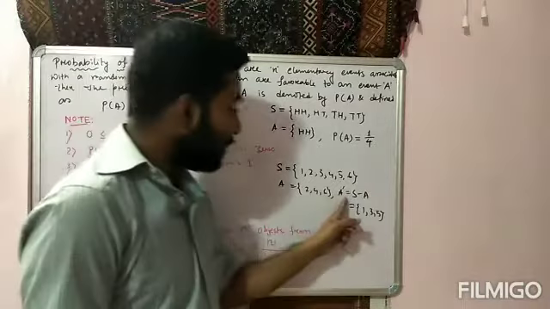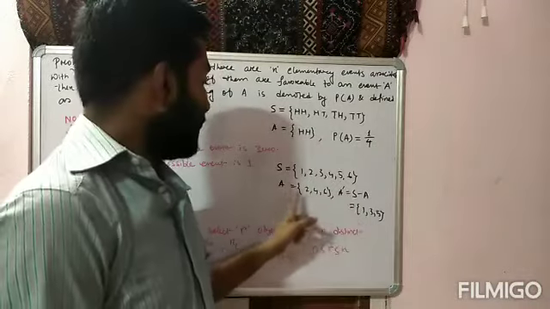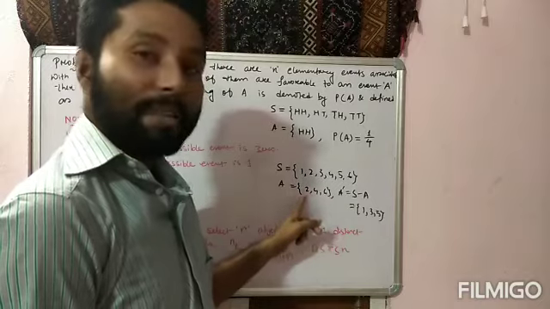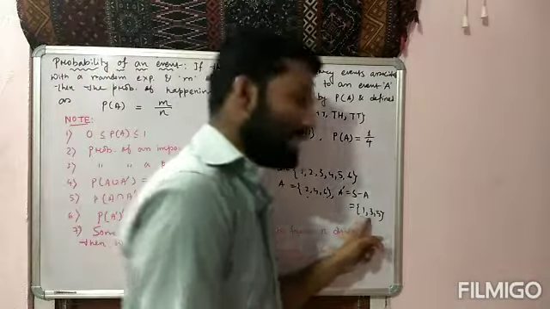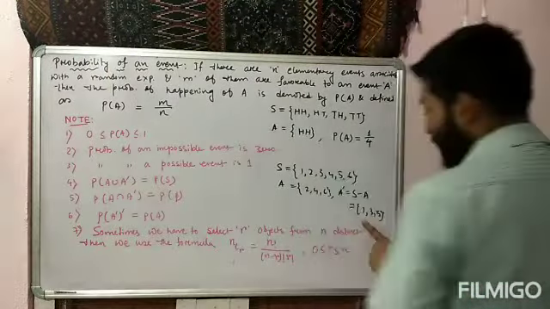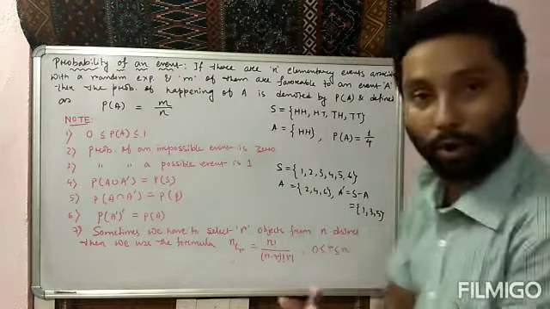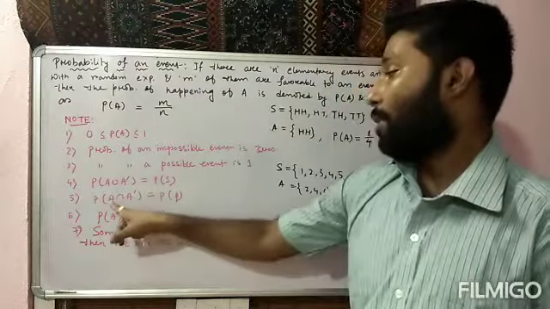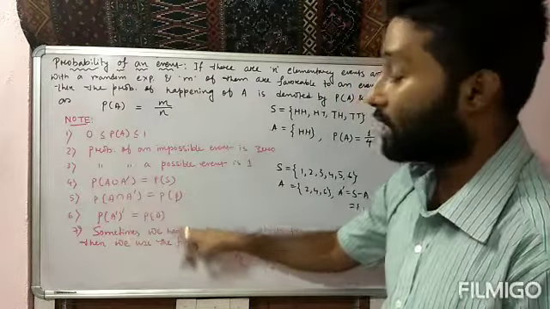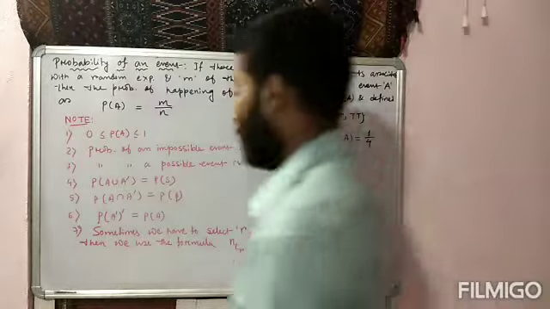Is there any common elements between these two sets? In set A, there are 3 elements, 2, 4 and 6. Whereas in set A complement, there are also 3 elements, but 1, 3, 5 are there. Is there any common element? No common element. So that's why probability of A intersection A complement is equal to probability of phi.